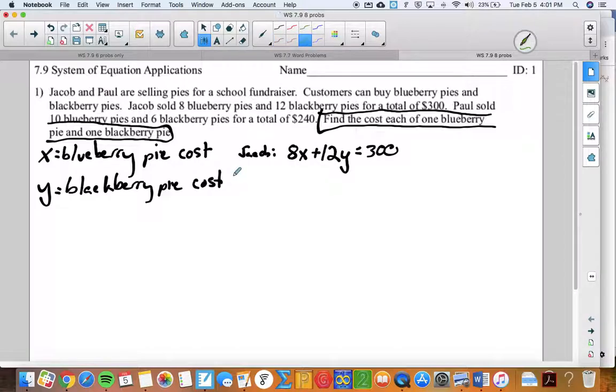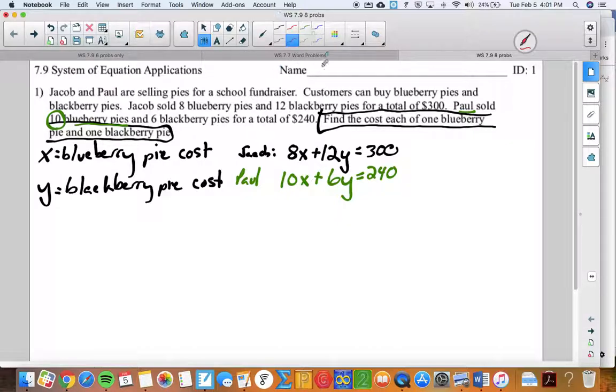I'm going to do a similar thing with Paul. Paul sold 10 blueberry pies, so I'm going to take 10 times the cost of a blueberry pie, which is x. And he also sold 6 blackberry pies, so that's 6 times the cost of a blackberry pie, y. He earned a total of $240. So when I put all this information together, it creates a system of 2 equations with 2 variables, x and y, the blueberry cost and the blackberry pie cost.